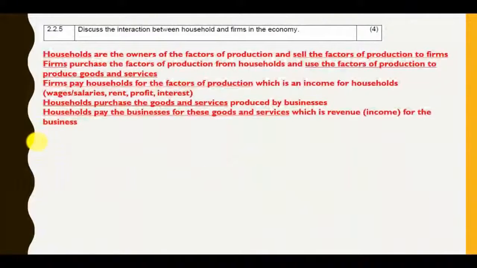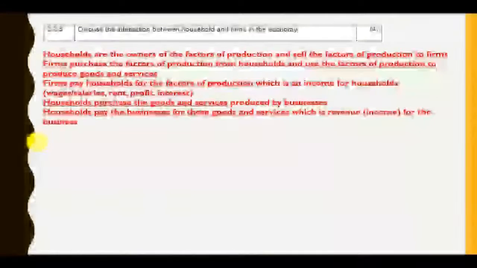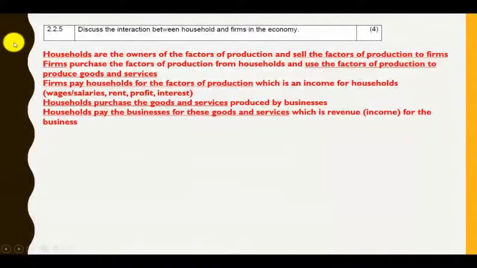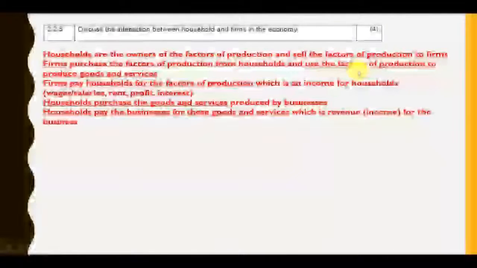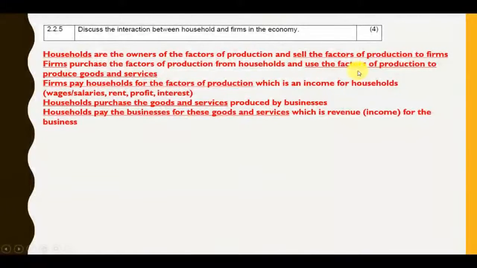So this was: discuss the interaction between households and firms. So let's have a look at this. Households are the owners of factors of production, and what do they do with those factors of production? They sell the factors of production to firms. So that's your first key point. Households sell factors of production to firms.